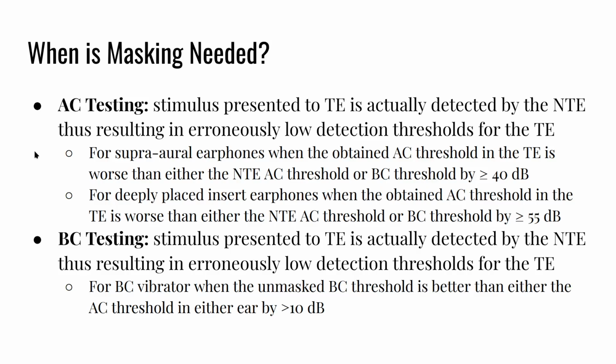For bone conduction testing, it's a little different. We know we have a 0 dB minimum intraoral attenuation value for bone conduction oscillators. So when the stimulus presented to the test ear is actually detected by the non-test ear, this can erroneously lower detection thresholds for the test ear. So the rule here is for bone conduction vibrators: when the unmasked bone conduction threshold is better than the air conduction threshold in either ear by greater than 10 dB, so at least 15 dB, then you need a mask.